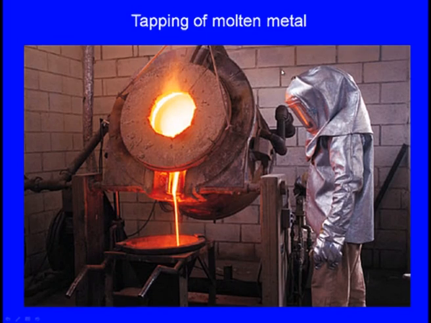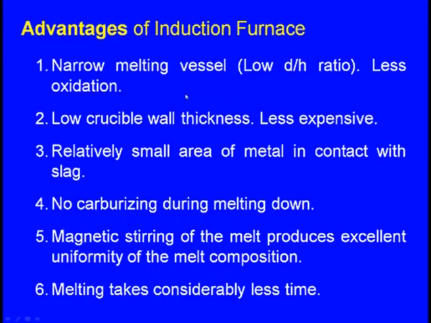That is how it can be tilted. By rotating a wheel, it can be tilted, and the molten metal is being tapped. Now, these are the advantages of induction furnace. Narrow melting vessel, low diameter to height ratio, and less oxidation.